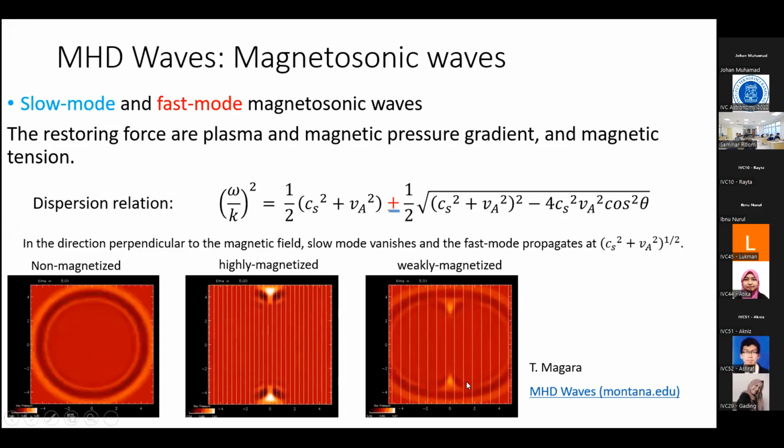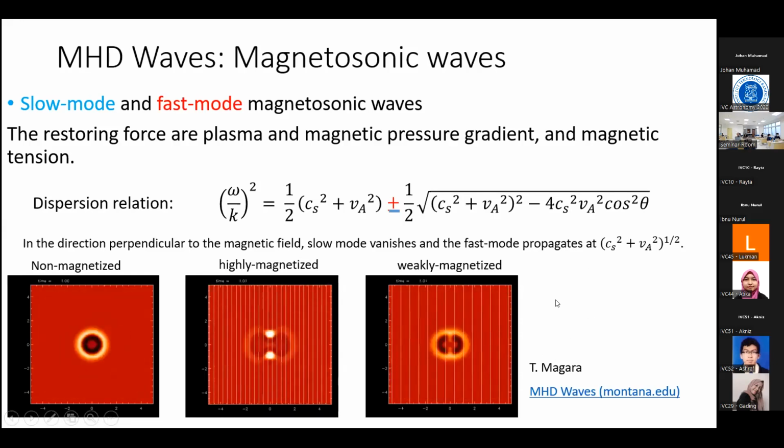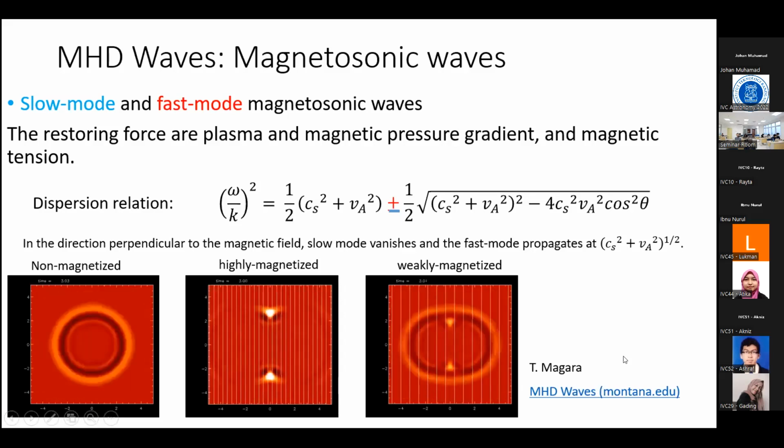But in a weakly magnetized plasma, we can see that the shape is almost close to the non-magnetized plasma. It has a very strong sound wave, and the wave perpendicular to the magnetic field lines will be a little bit weak. You can see this explanation and also the simulations by Tetsuya Magara in this link.